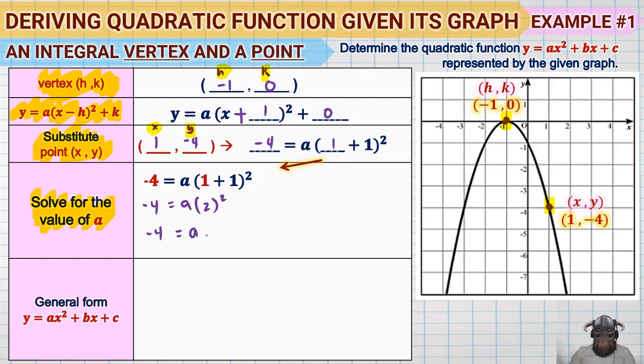Simplify natin si 2 squared, that will be equal to 4, making our equation -4 is equal to 4a. Yan, in this case, I think masosolve na natin yung value ni a. We use division property of equality. We divide 4 for both sides. Yan, para matira na lang dito kay a is yung a na lang. 4 divided by 4 will be 1. Then -4 divided by 4 is -1. So, yan, ayusin lang natin, reflexive property of equality. A will be equal to -1.